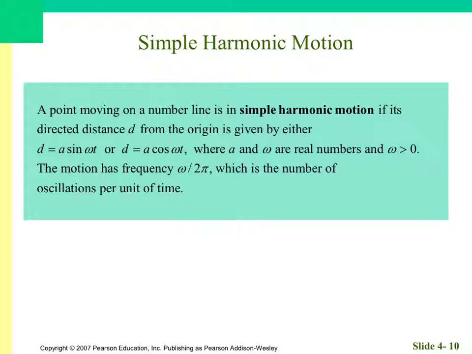Alright, simple harmonic motion. A point moving on a number line is in simple harmonic motion if its directed distance d from the origin is given by either d equals A sine of omega t, or d equals A cosine of omega t, where A and omega are real numbers, and omega always has to be greater than 0. The motion has a frequency of omega divided by 2 pi, which is the number of oscillations per minute, or per unit of time.